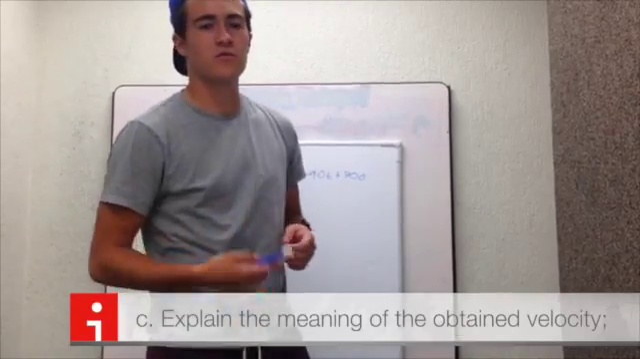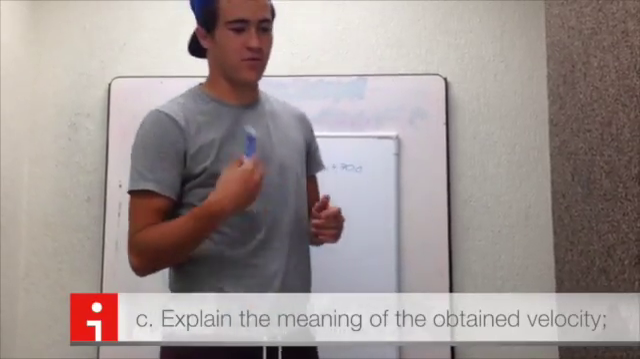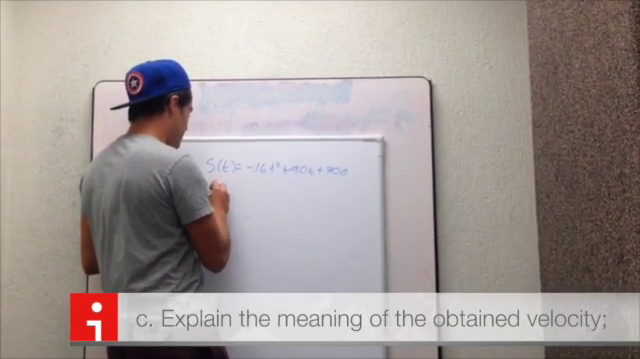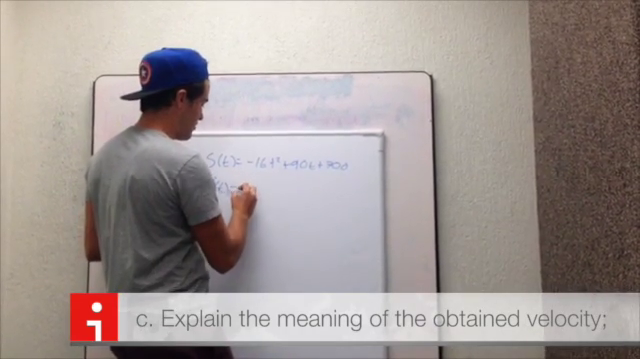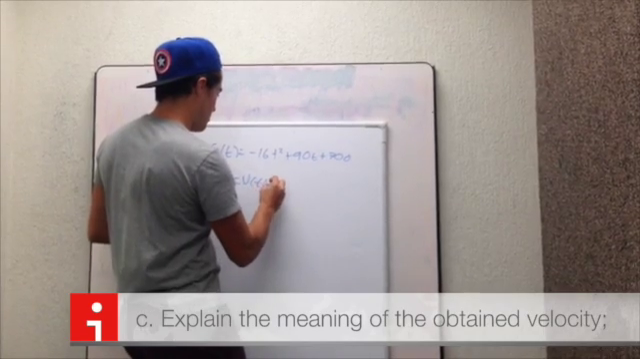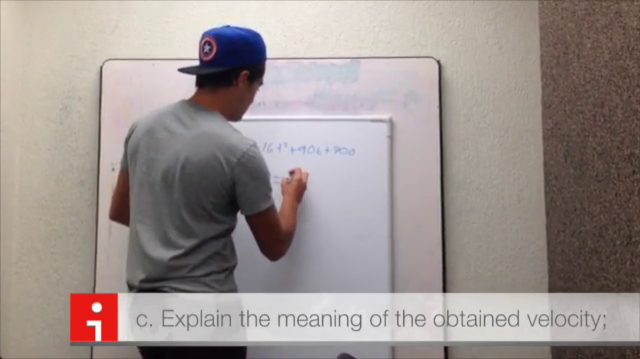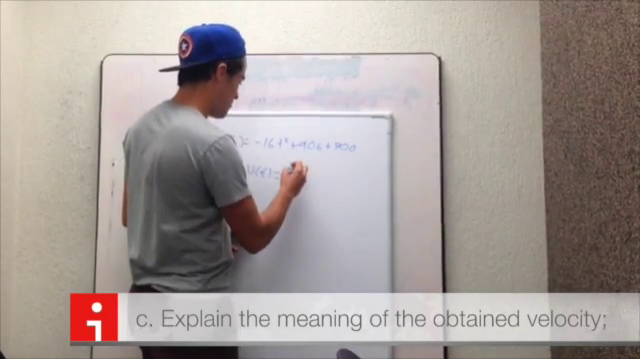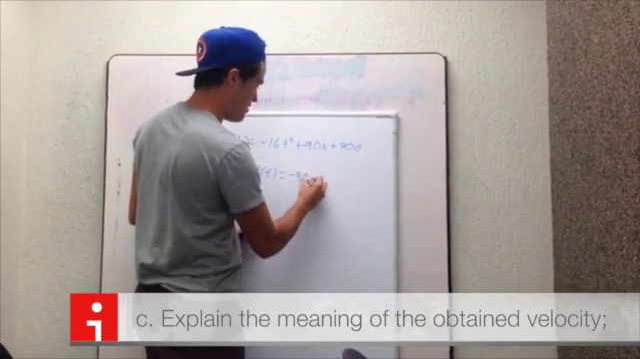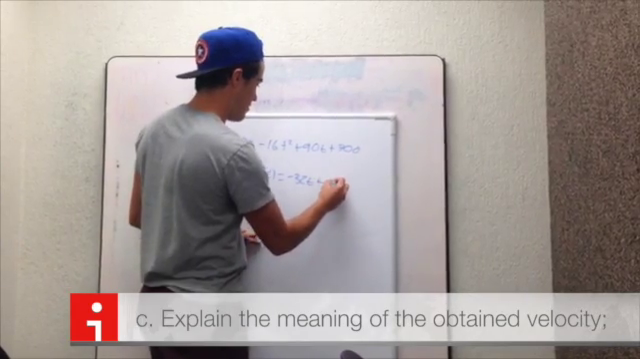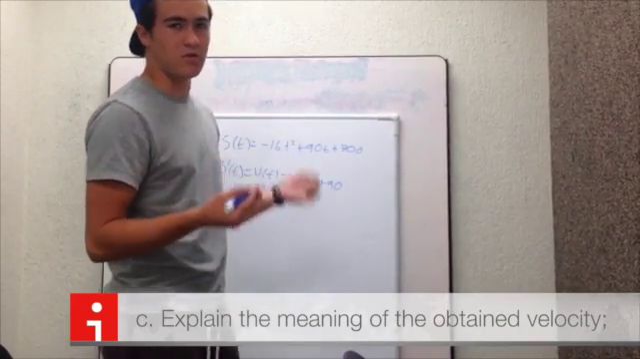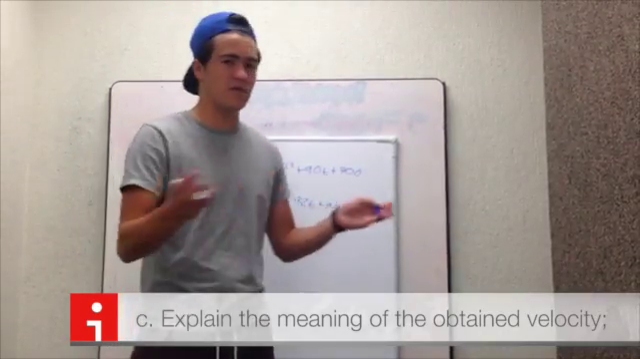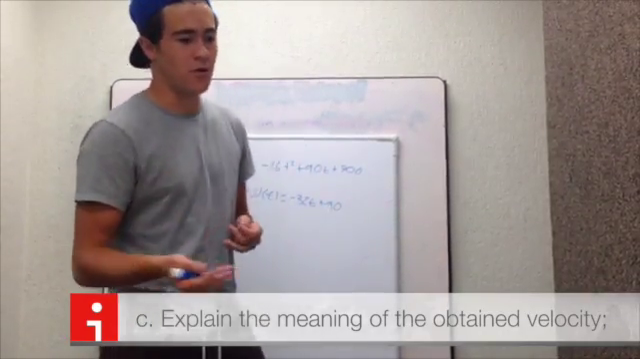Now the problem asks us to explain the meaning of the obtained velocity. This first derivative is s prime of t, which is the same as the velocity function. That means it is minus 32t plus 90. So this is our first derivative, our velocity function. This helps us determine the velocity at any time, like we're going to do right now.